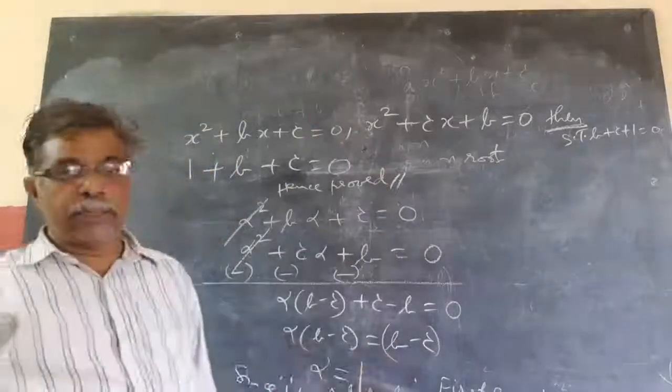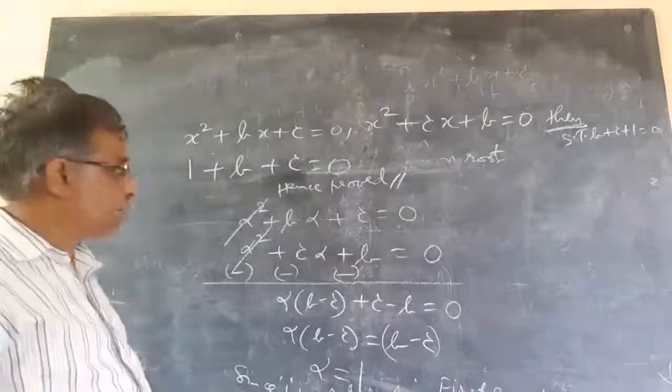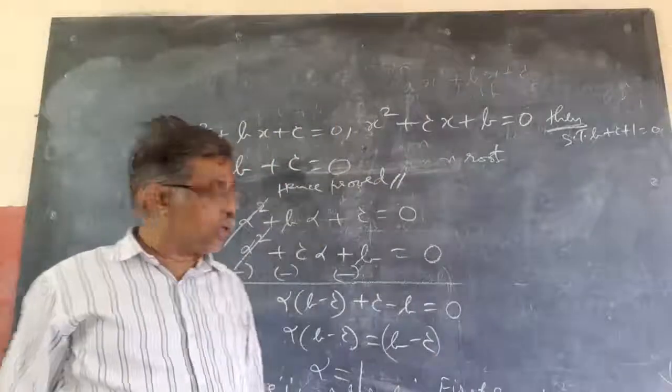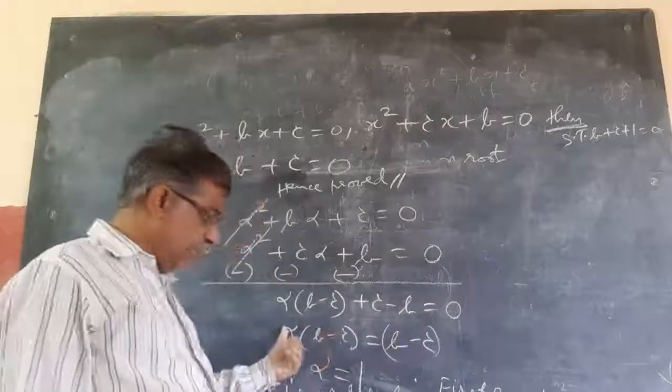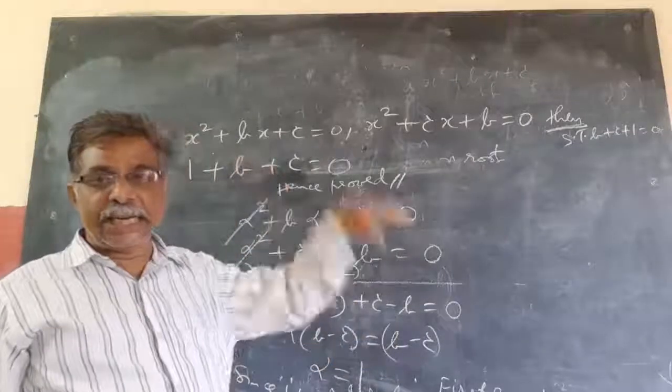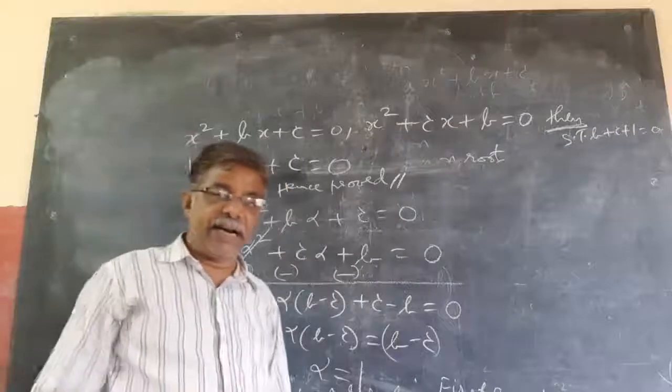I hope you understood this. So what I am doing is I am always assuming alpha to be the common root. I will take both the equations and go for the elimination method. I will find alpha, then substitute in any of the equations, and I will get the required conditions.